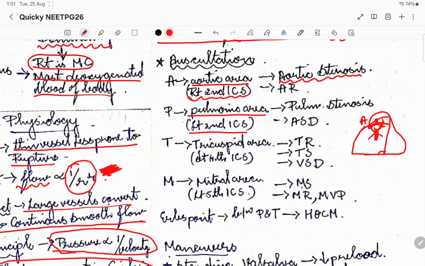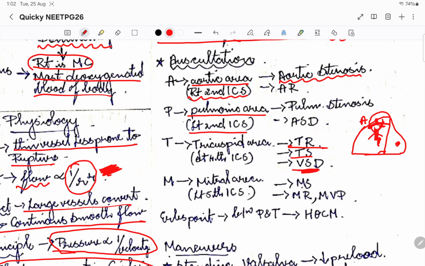Then coming to the tricuspid area, it will be in the fourth intercostal space on the left side. Then coming to the mitral area, it will be in the apex, that is the fifth intercostal space. In the tricuspid area we can hear tricuspid regurgitation, tricuspid stenosis, and mainly VSD. So VSD can be heard in the tricuspid area.